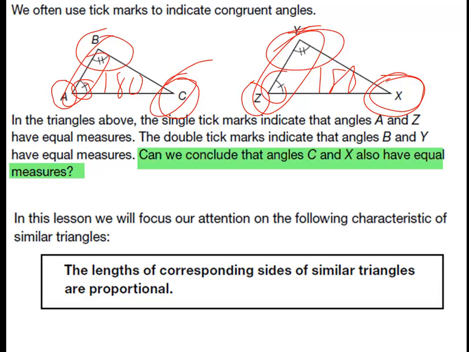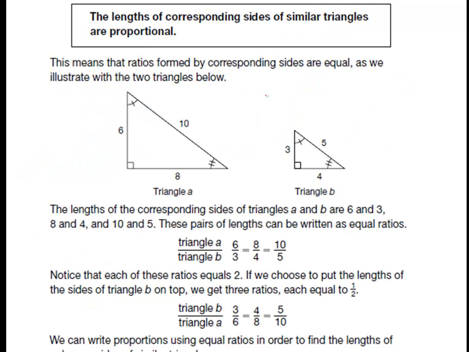All right, so the lengths of corresponding sides of similar triangles are proportionate. So when these are the same, we know that this and this, these are the same, except for one may be bigger than the other. So that's what we're going to be dealing with. So let's look at this. This means that the ratios formed by corresponding sides are equal, as illustrated by these two triangles.